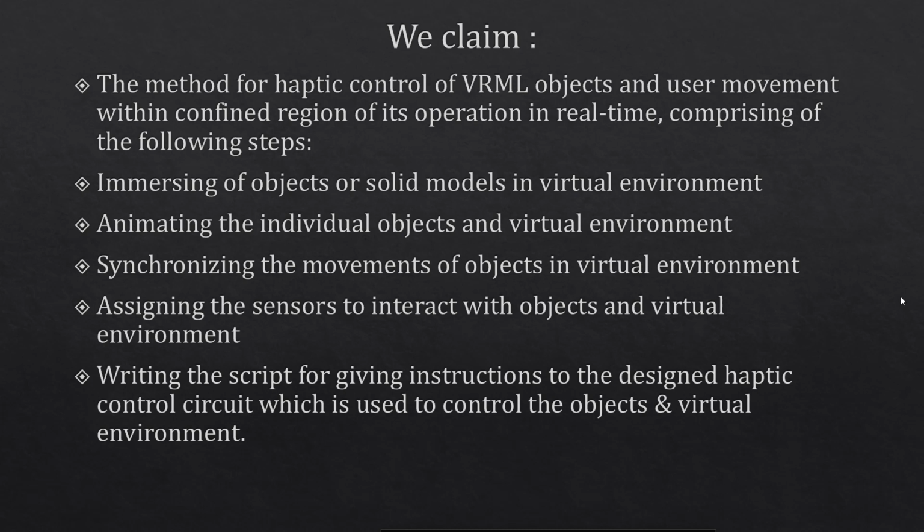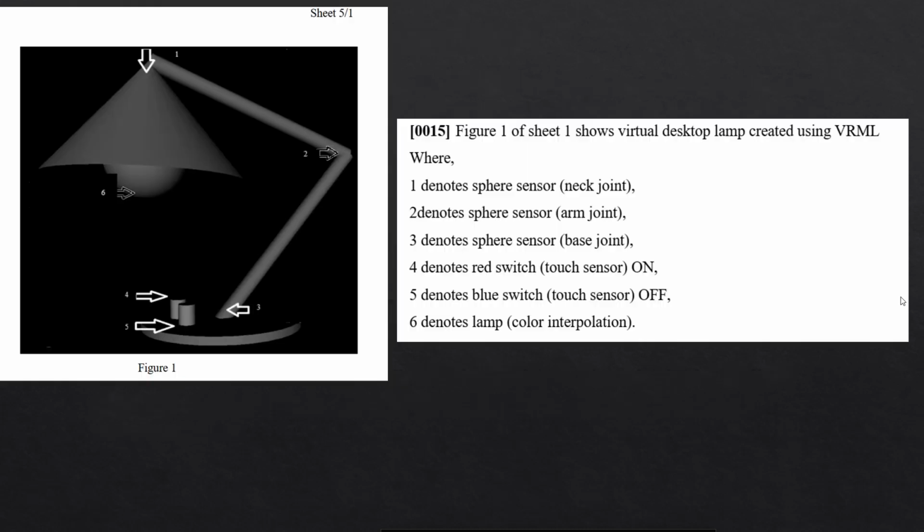So we claim a method for haptic control of VRML objects and user movement within the confined region of its operation in real time, comprising the following steps: immersing objects or solid models in a virtual environment, animating the individual objects and the virtual environment, synchronizing the movements of objects in the virtual environment, assigning sensors to interact with the objects and the virtual environment, and writing the script with given instructions for the designed haptic control circuit, which is used to control the objects or virtual environment.